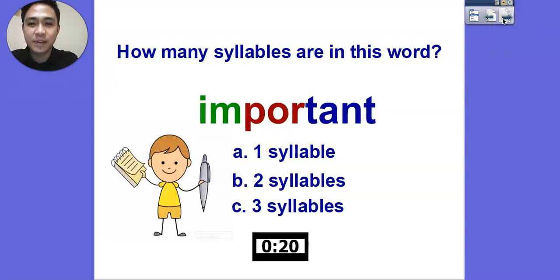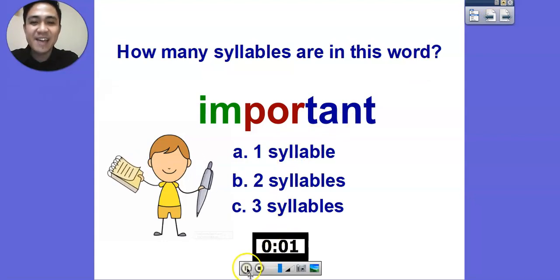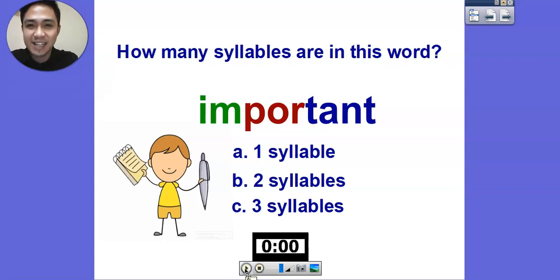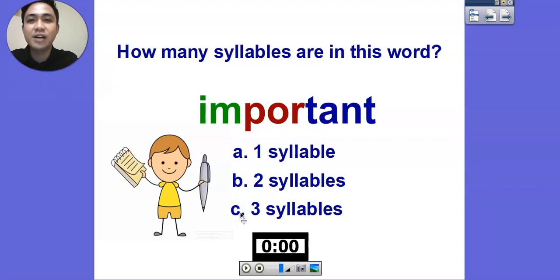Next. Important. How many syllables are in this word? Very good. 3, 2, 1. Alright, time is up. The correct answer is letter C. 3 syllables. There are 3 syllables in this word, important.